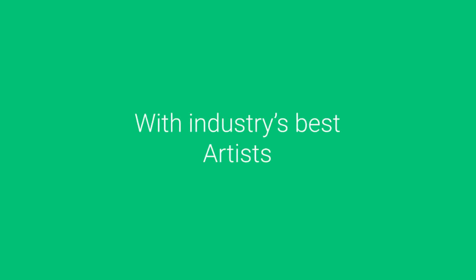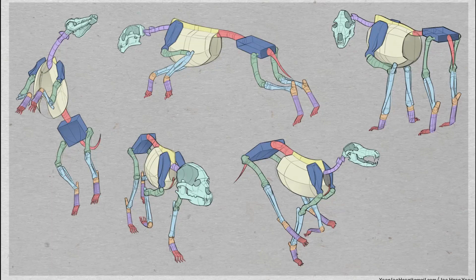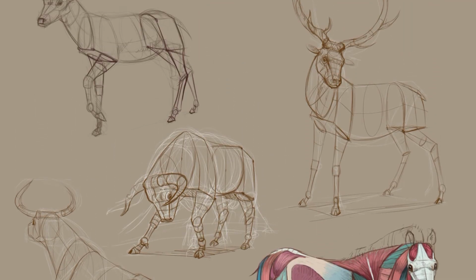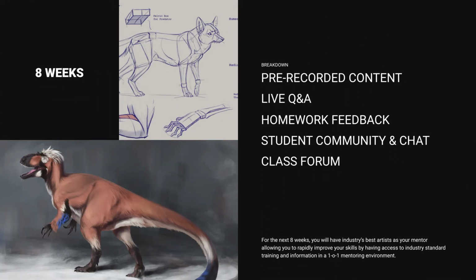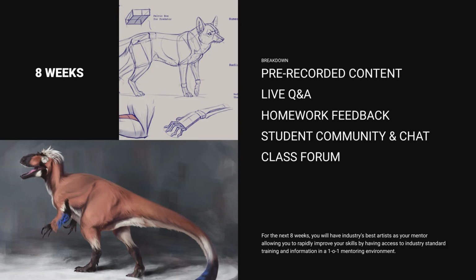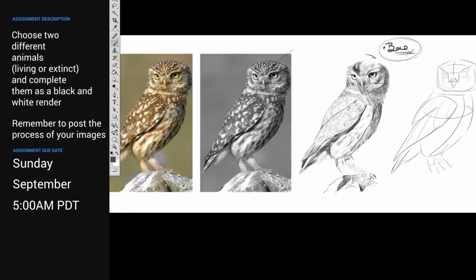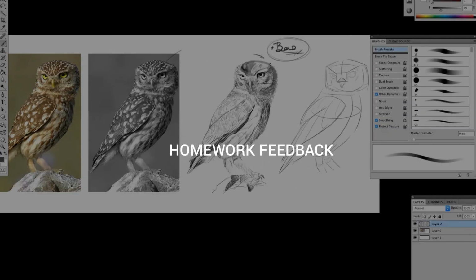For the next 8 weeks, you will have industry's best artist as your mentor, allowing you to rapidly improve your skills by having access to industry-standard training and information in a one-on-one mentoring environment. Each week, you will have access to pre-recorded content that you will be able to access and review at any time, followed with a challenging homework assignment that will be reviewed weekly by your mentor, allowing you to master the skills needed to get into the industry.